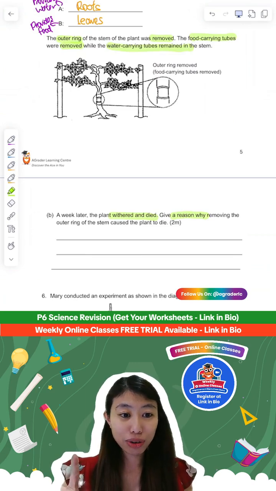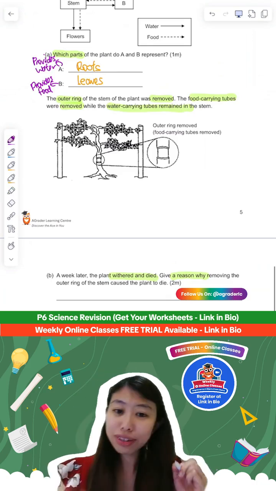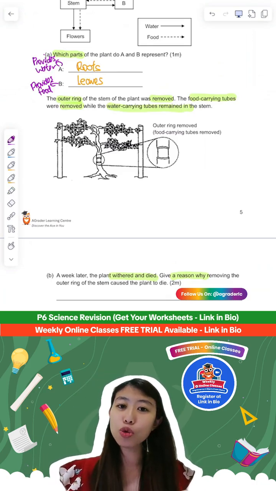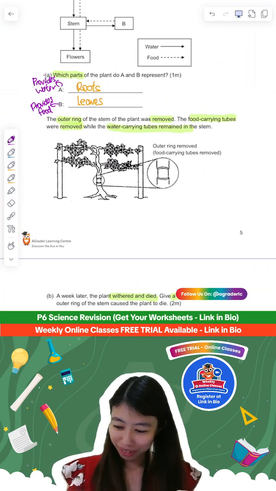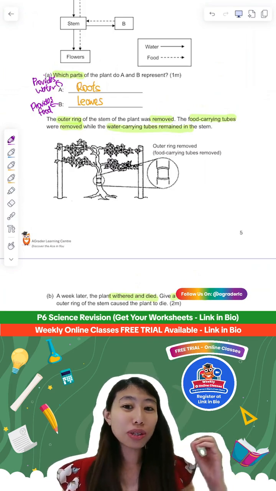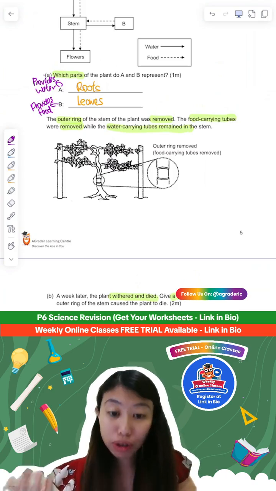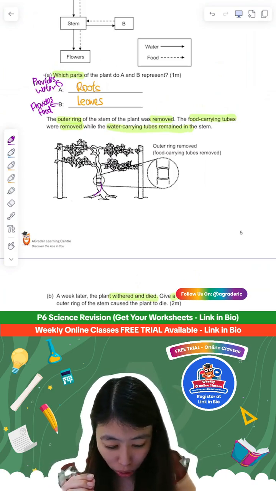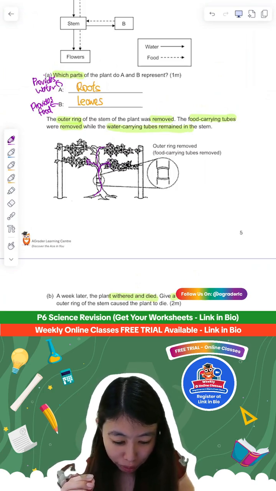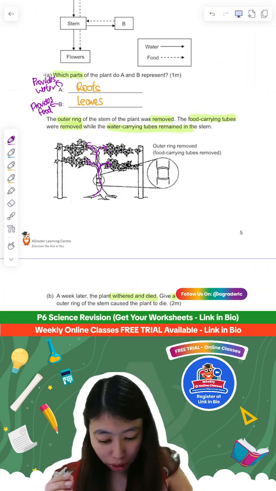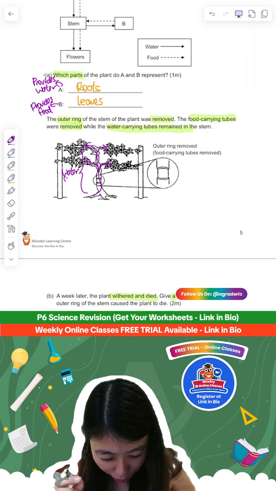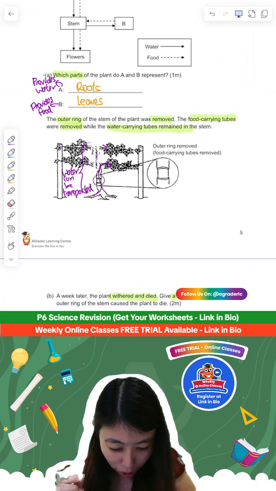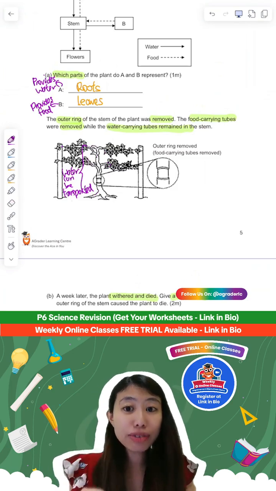Every time you get this type of question, let me ask you all first. Can this plant still make food? Yes, very good. So the plant here still can make food. Why? Because water carrying tubes are not affected. Water can still go from the roots to the leaves. So take note, water is not affected. Water can be transported, so the leaves receive water. The leaves still can make food.